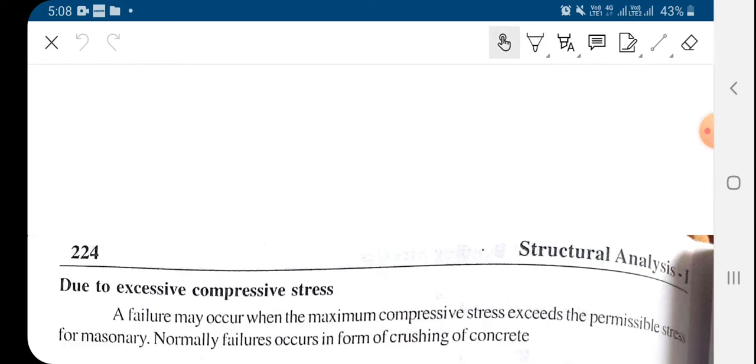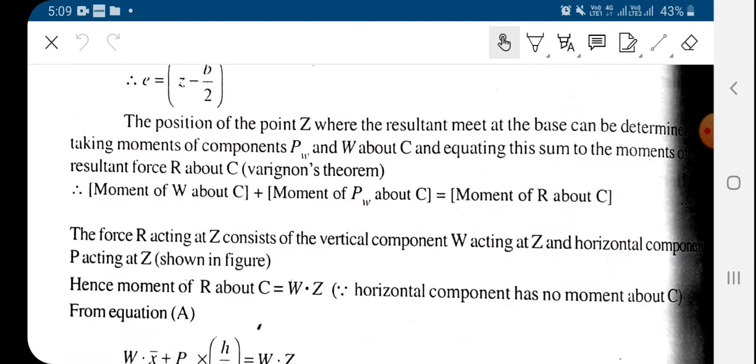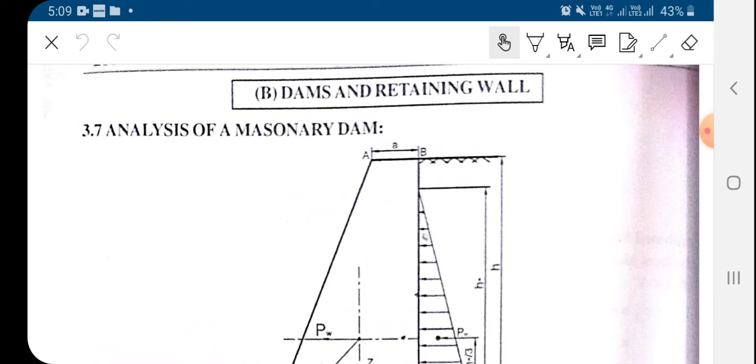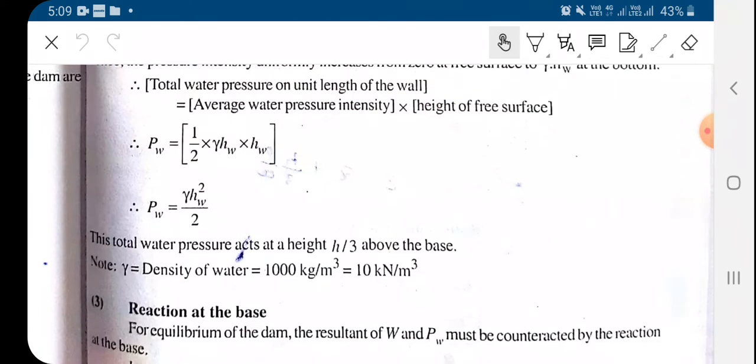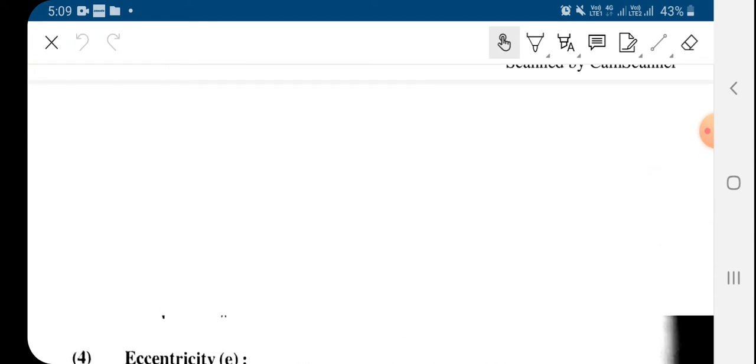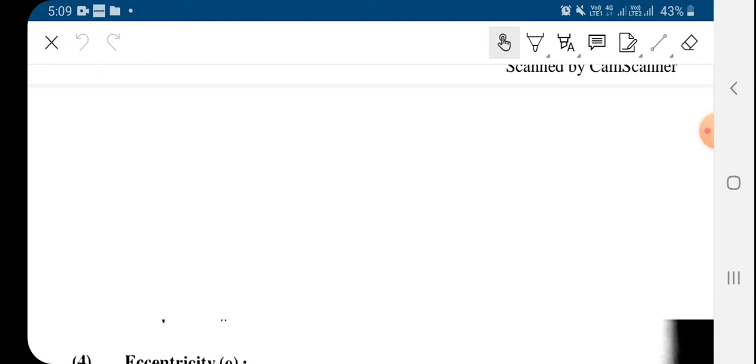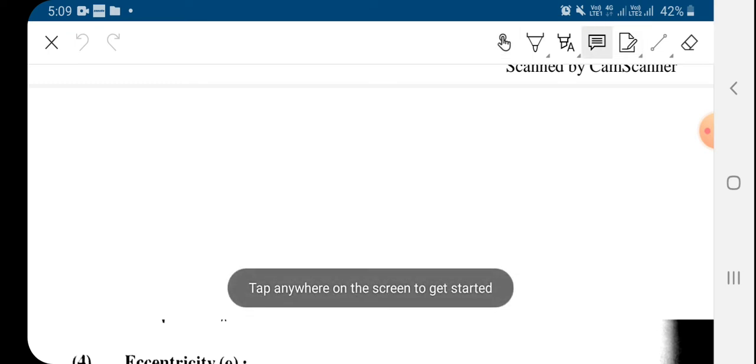So what have we seen today? Today we have seen the stability analysis for the gravity dam. For this we need to check 4 criteria. Which 4 criteria? First, we have seen the criterion for sliding. Second, the criterion for overturning. Third, the criterion for compressive stress, and fourth, the criterion for tensile stress.